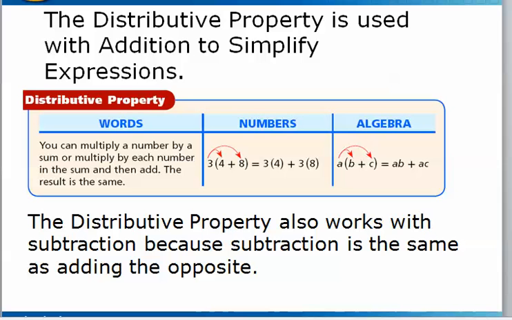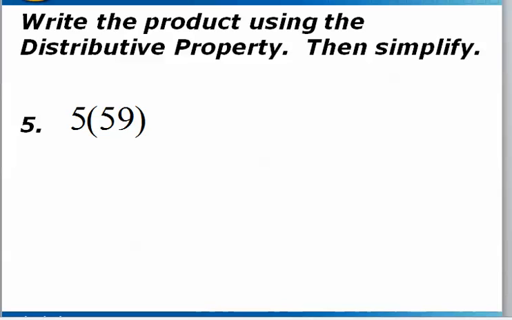Why do we want to think about this? Because sometimes it's easier to break things apart and then distribute them and then add them rather than doing a longer multiplication problem. But you could do the longer multiplication problem. This says write the product using the distributive property and then simplify. I could multiply 5 times 59, but I could also use the distributive property. And the way I would do that is by saying, well, I could say 50 plus 9 because 50 plus 9 is 59.